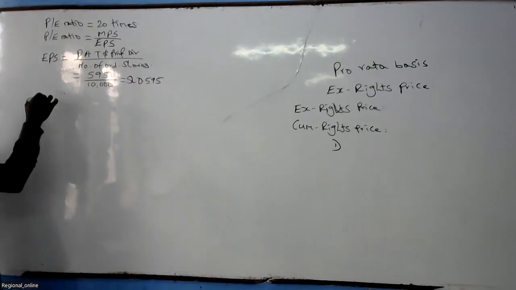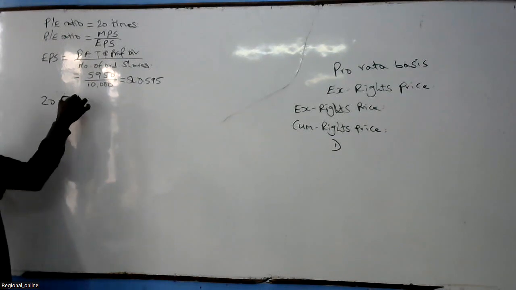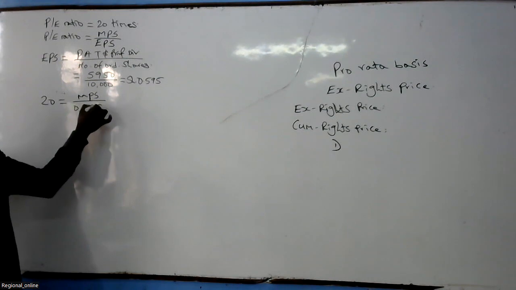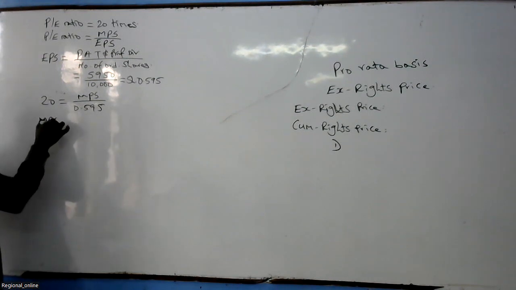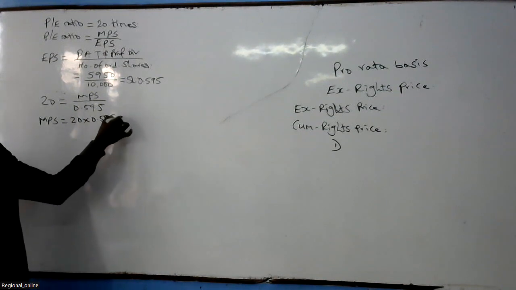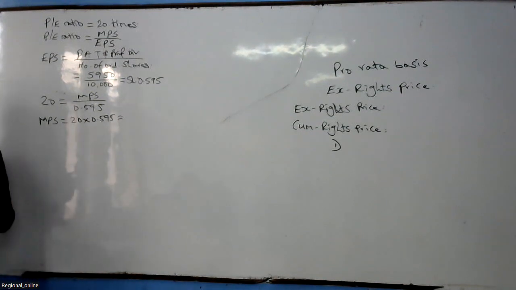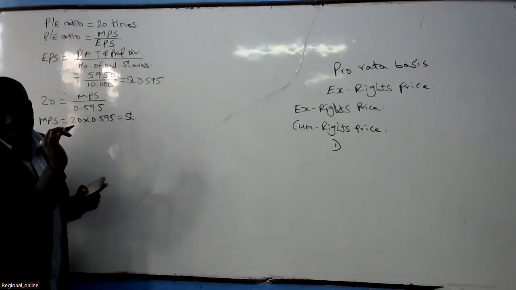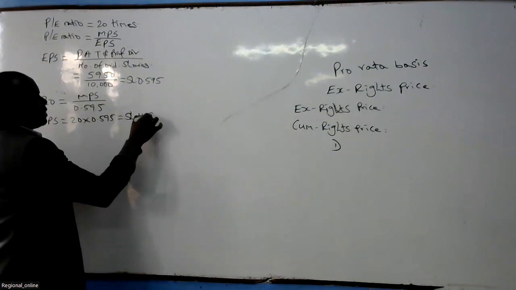So therefore, 20 equals MPS divided by 0.595. What is the current MPS? Is it 20 times 0.595? It will be, sorry, 11.9.